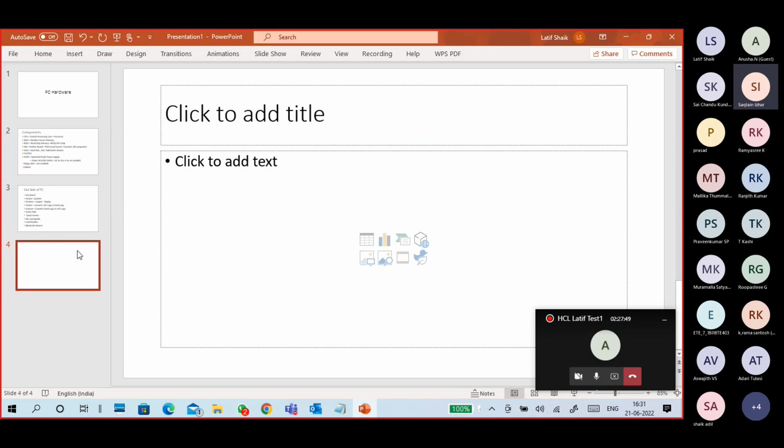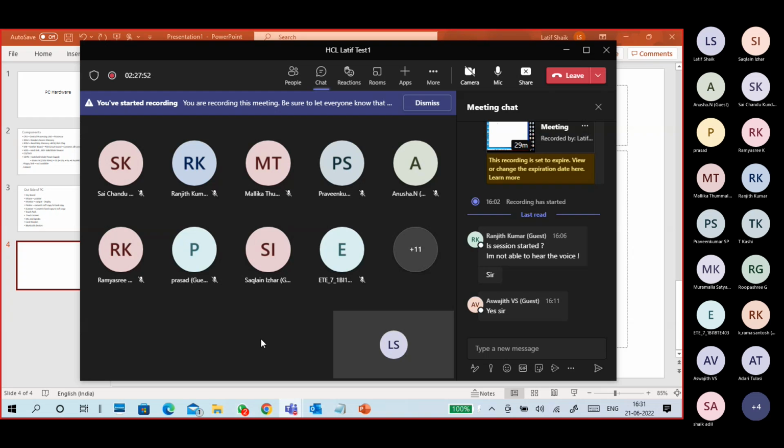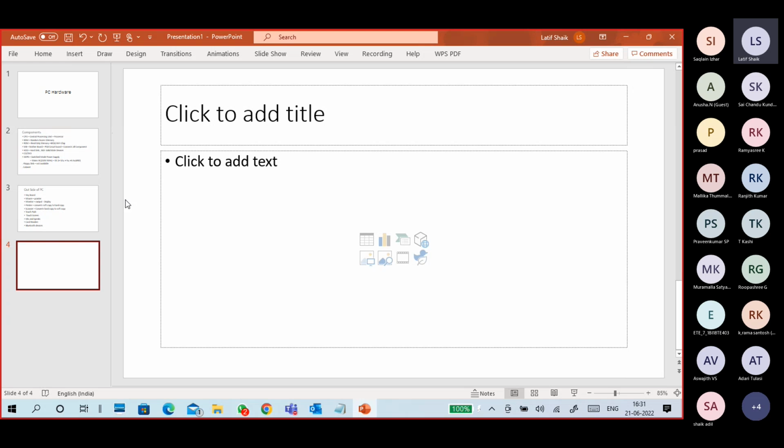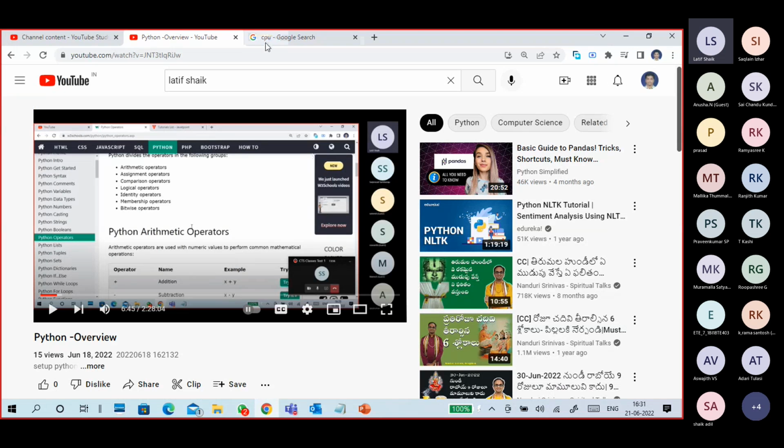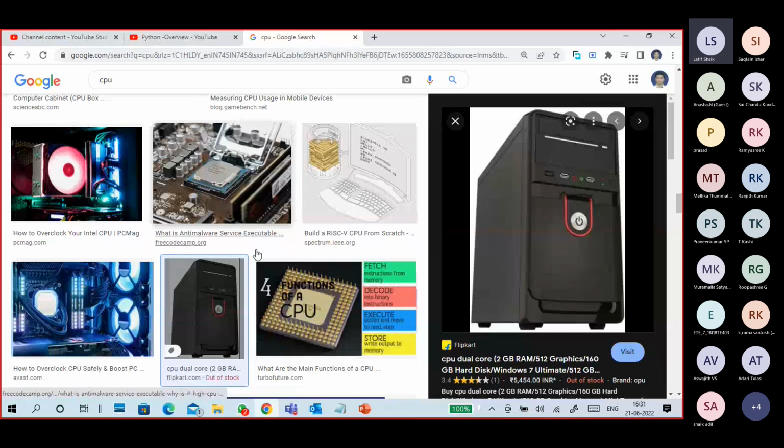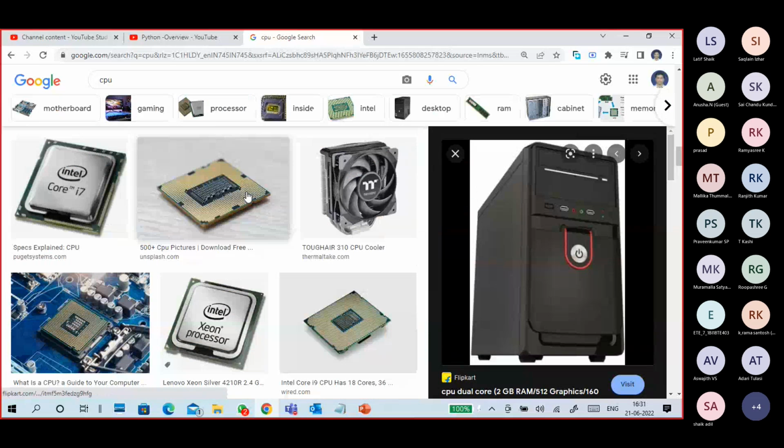Sir, I have one doubt, sir. Where is the hard disk, sir? Is it external or internal, sir? Yeah, normally in any computer, we have a hard disk inside the computer only. Yes, sir. Like you have a cabinet.